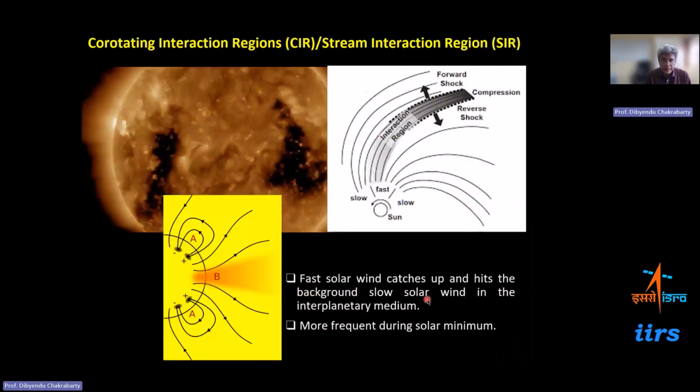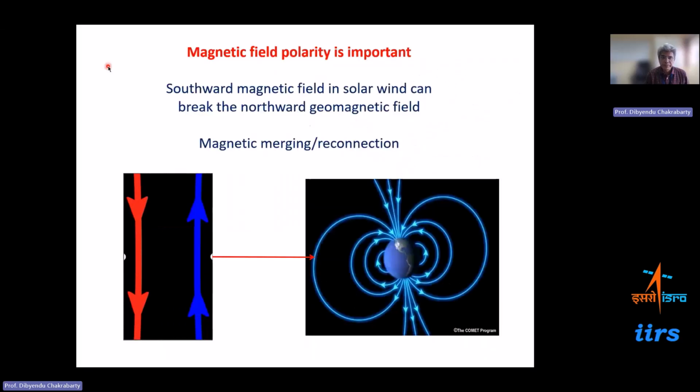You have the co-rotating interaction region, or stream interaction region as they call it, where the slow wind from the Sun and the fast wind from the Sun interact in space and form a region called the interaction region. That interaction region's magnetic field can be very turbulent, and if it crosses the Earth's orbit, you will have perturbation at Earth as well. This whole structure is rotating with respect to the Sun, and when it comes back, it's called a co-rotating interaction region or stream interaction region.